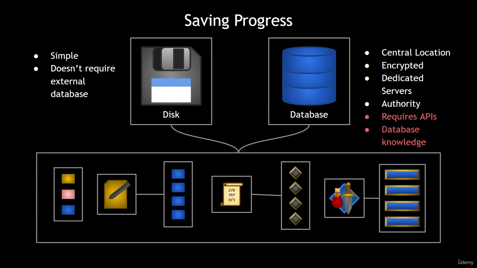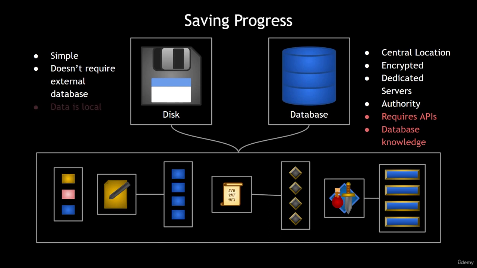And in reality, most multiplayer games use a combination where important information is stored on the database, but some information is stored to the disk. For example, when you have a login and a password, and your app remembers the password that you've entered in, that is saved to disk.